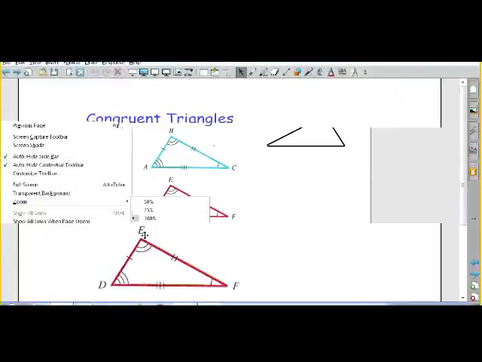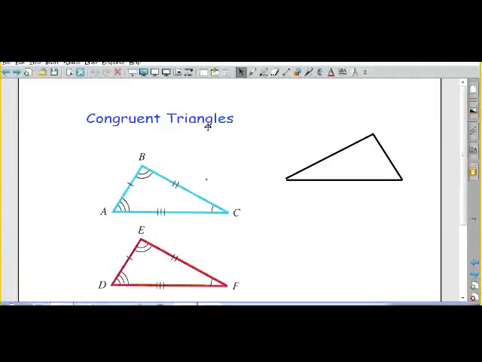So let me zoom back in a little bit now that we've finished our triangle. So you can see this side is equal to that side. This side is equal to that side. This side is equal to that side. And all the angles are the same. Now if you looked at this triangle, you might think, if I said, is this triangle congruent to those triangles, you might say, well, no, because they don't look the same.